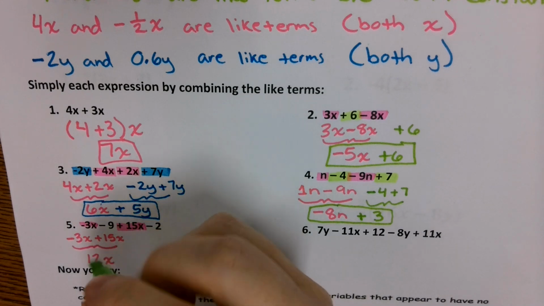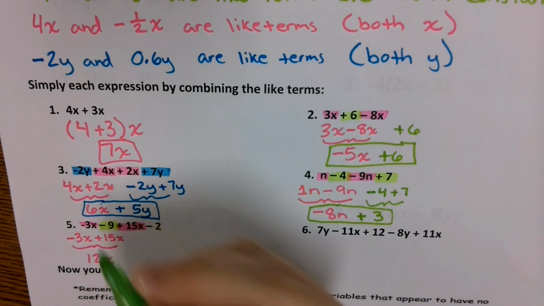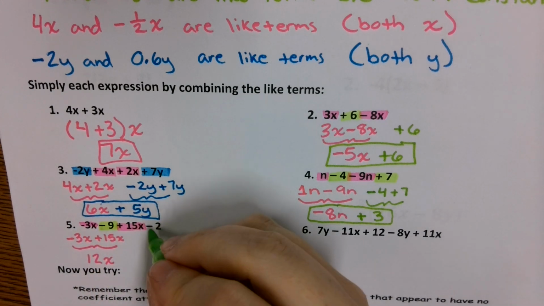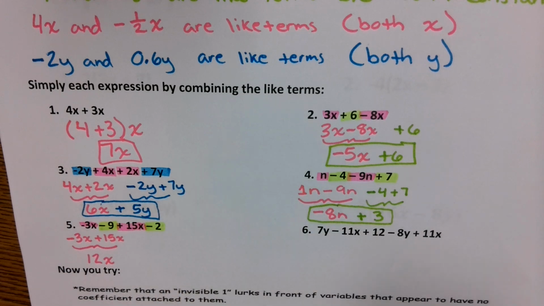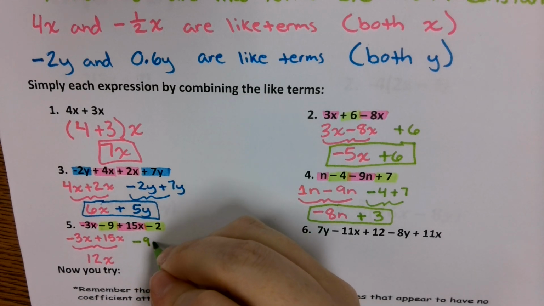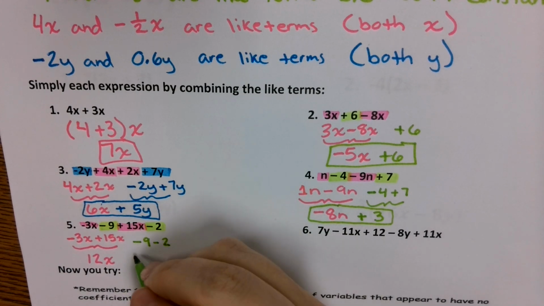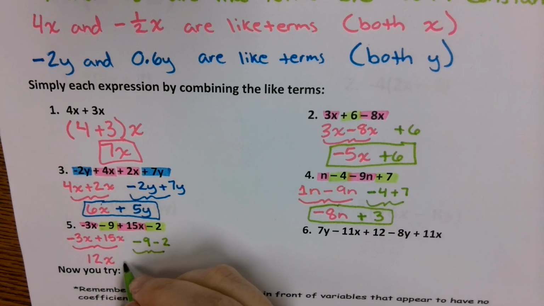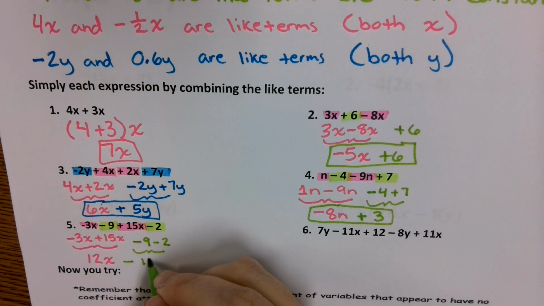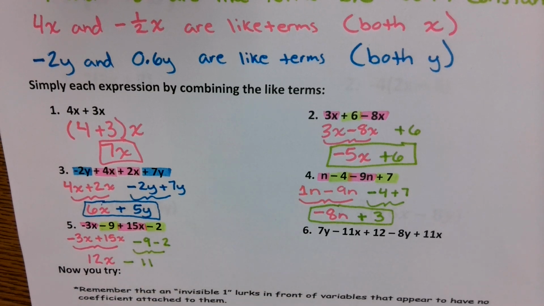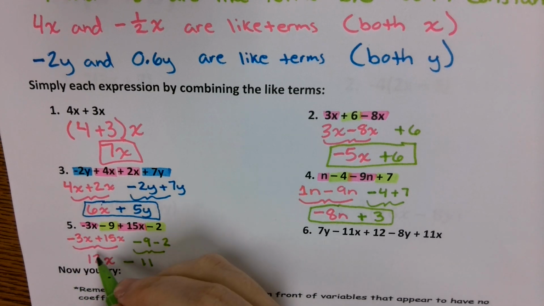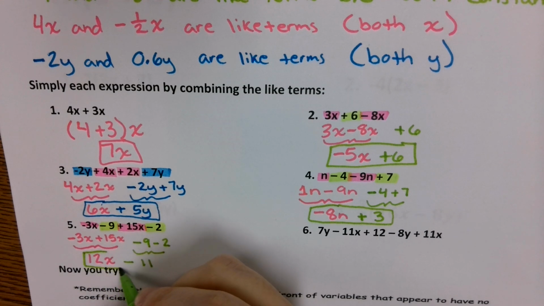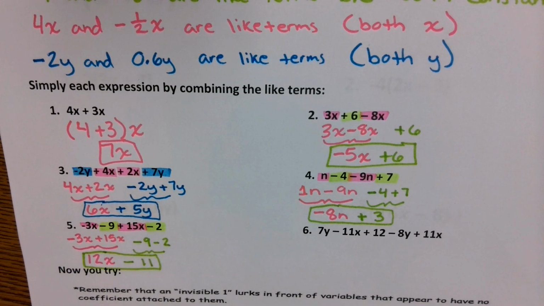Okay, then we have negative 9. That's a constant. Do we have a common term with it? Negative 2. Okay, so we have negative 9 minus 2. What's negative 9 minus 2? Negative 11. Now notice I'm going to write negative 11, so that negative now looks like it's a subtraction sign. So it's right, you're saying minus 11. 12x minus 11 would be our final answer.